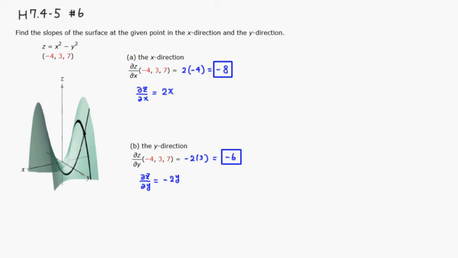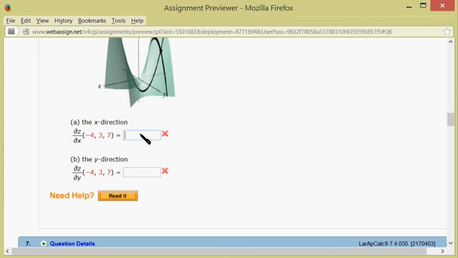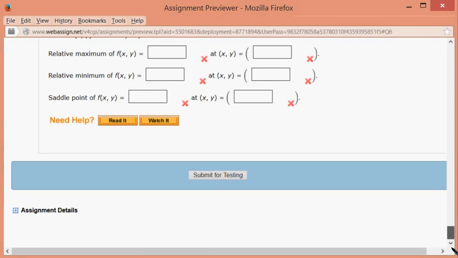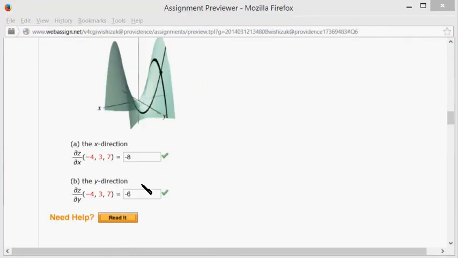Right? So let's type it in. All right, so we found that to be -8 and -6. All right, so let's submit for testing. All right, it came back and looks like we got both of these correctly.